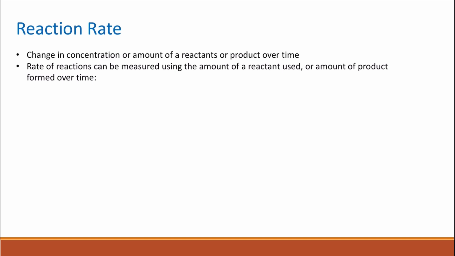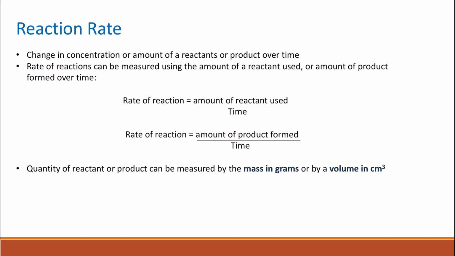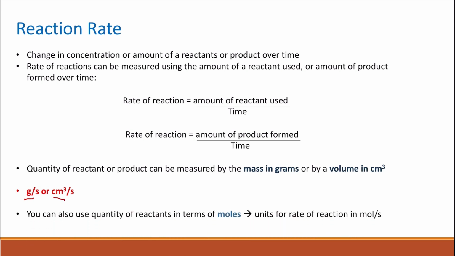Reaction rate is the change in concentration or the amount of reactants or product over time. The rate of the reaction can be measured using the amount of the reactant used or the amount of product produced over time. The quantity of the reactants or products can be measured by the mass in gram or by the volume in centimeter cubed. So it will be gram per second or centimeter cubed per second. You can also use the quantity of the reactants or products in terms of the moles.